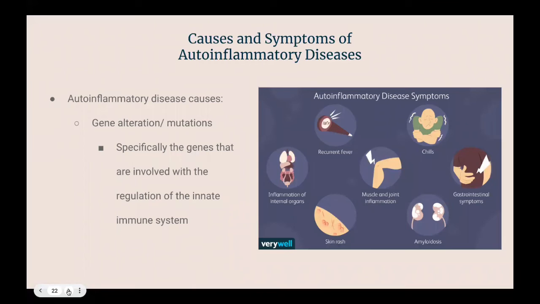So, the causes of autoinflammatory diseases are usually genetic mutations, specifically genetic mutations in the genes that regulate the innate immune system. So, for example, the mutations in the NLRP3 gene cause a gain of function that activates inflammasomes, and mutations in the genes that actually encode inflammasomes also cause inflammation. And the symptoms are pretty similar to the symptoms we were talking about before for inflammation. You get fever, chills, gastrointestinal symptoms, muscle and joint inflammation, inflammation of your internal organs, and a lot of them also have skin rashes that you can see.